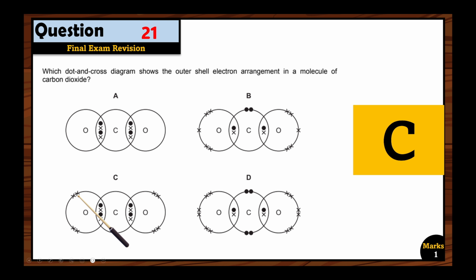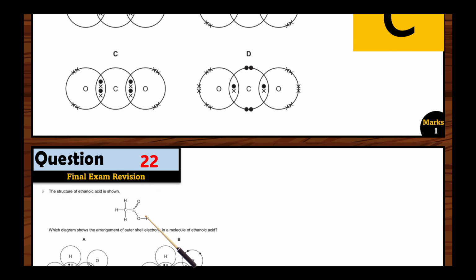So if you count for oxygen, oxygen also has 8 electrons now. 1, 2, 3, 4, 5, 6, 7, 8, right? So of course, each of them, carbon and oxygen, have gained the noble gas electronic configuration.